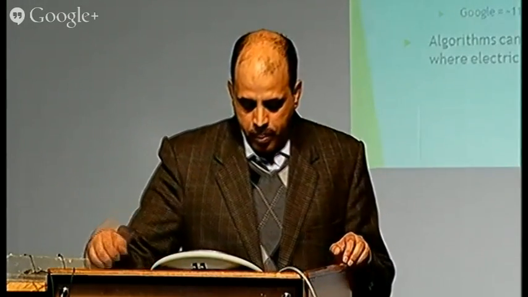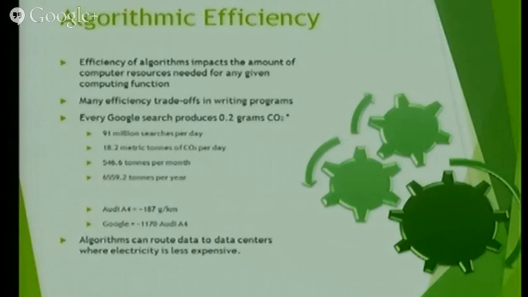So if we just improve the search query or the program which makes the Google search, we're going to have an impact in the emissions or reduce these emissions, which will finally impact our environment. Also, algorithms can be developed which can route data to data centers where electricity is less expensive. Companies like Google, Yahoo, and others have their data centers scattered around the globe. So if we have routing algorithms which can route the queries to the nearest centers, definitely the energy will be conserved and the energy consumption will be less.